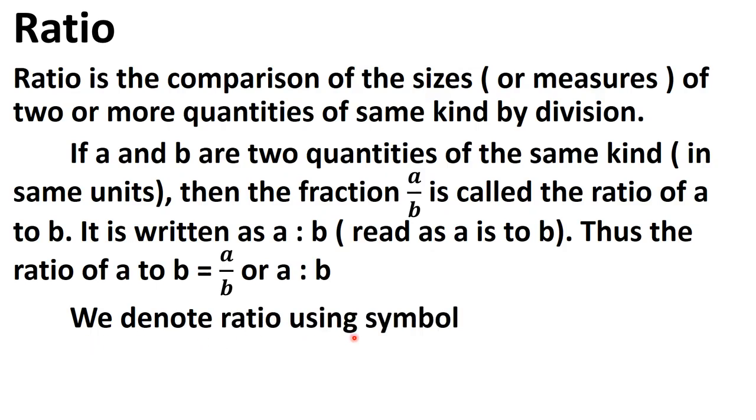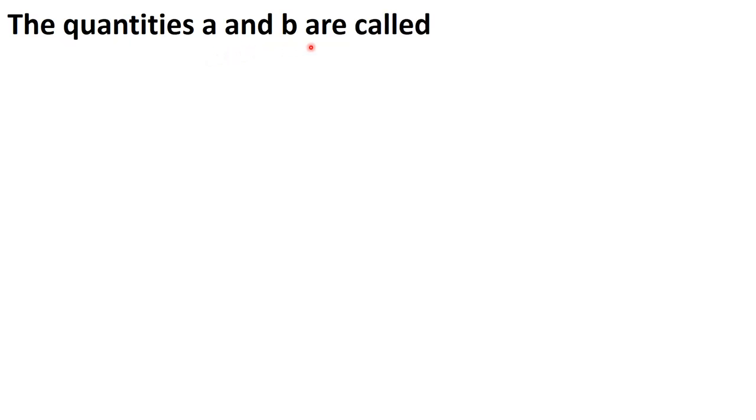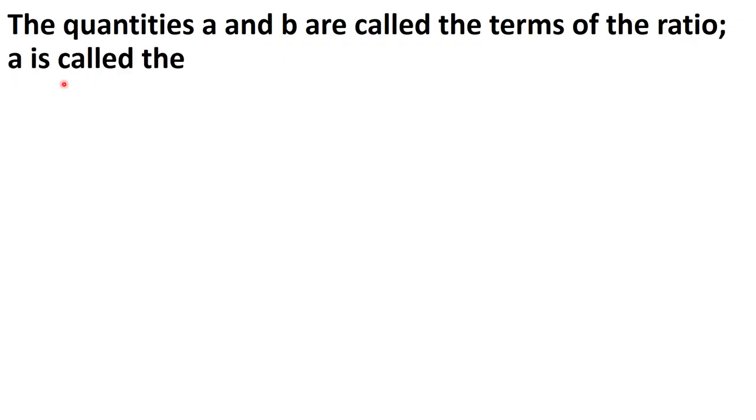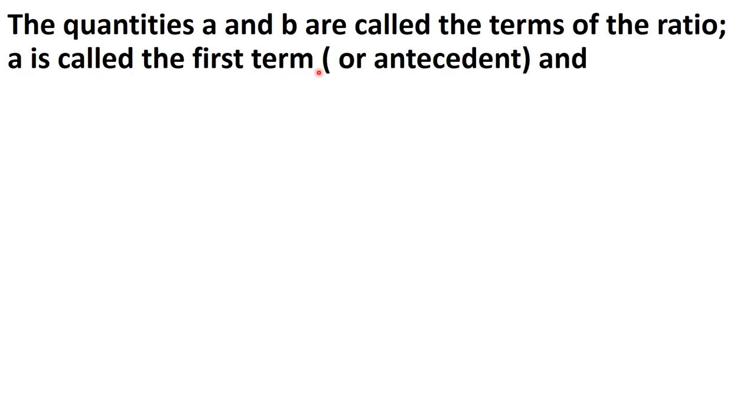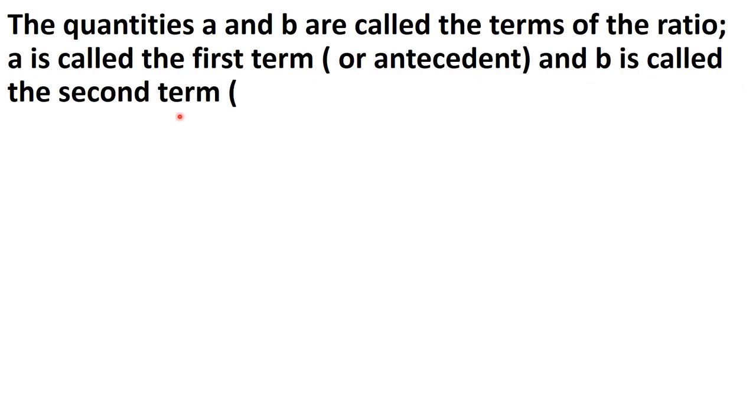We denote ratio using this sign. This I have told you, that this is the sign of ratio. The quantities A and B are called the terms of the ratio. We have two quantities A and B. These are called the terms of the ratio. A is called the first term or antecedent, and B is called the second term or consequent.